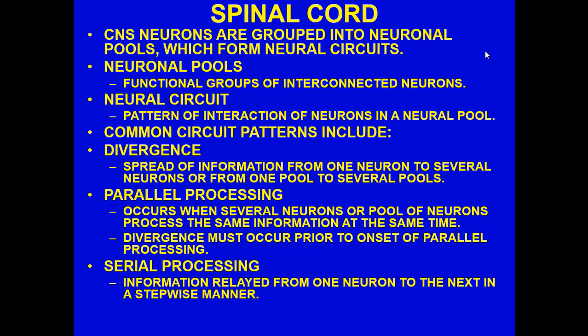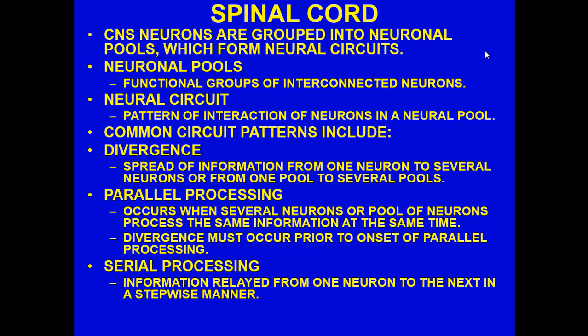Similar. Then we have what's called parallel processing. This occurs when several neurons or a pool of neurons process the same information at the same time. Divergence must occur prior to the onset of parallel processing. Okay? So you've got to have this spread out before it can be brought together. Serial processing is almost like one to the next in a step-like manner. So this is information that's relayed from one neuron to the next in a stepwise manner.